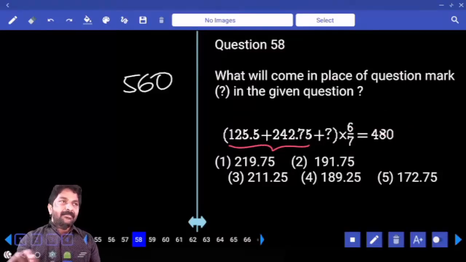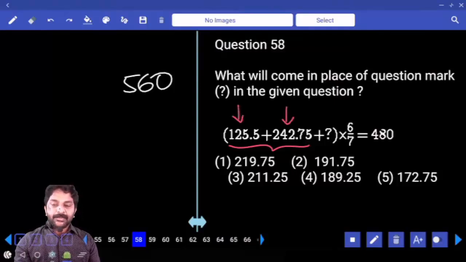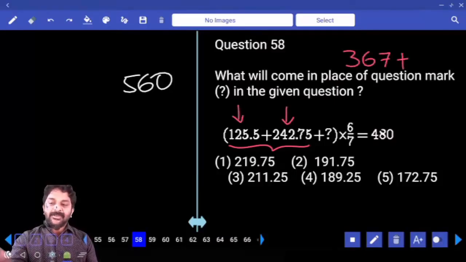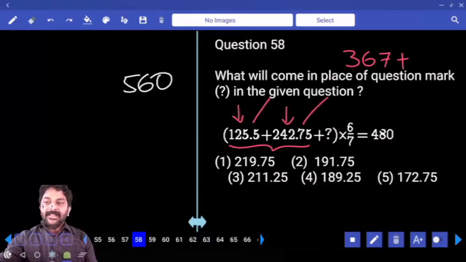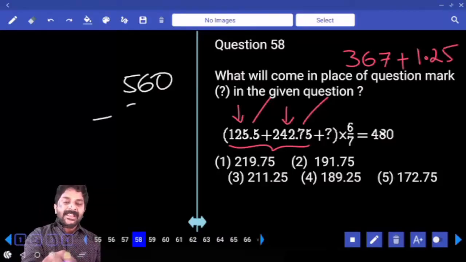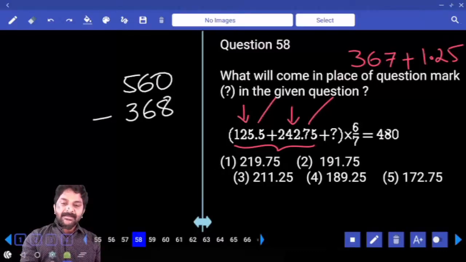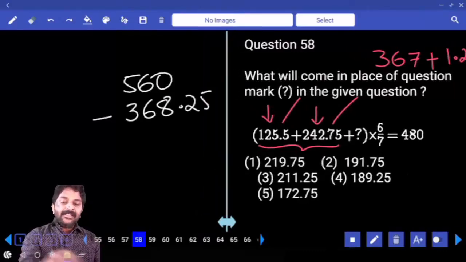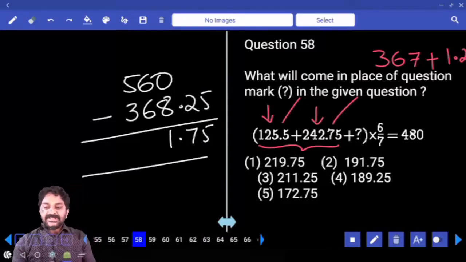Forget about number after decimal. Consider integer. 125 to 42. 367. And then to that, now consider decimal. 0.5, 0.75. That is 1.25 only. So when this value goes to right hand side, it becomes minus 368.25. That means your answer must end with 1.75 only. How many options are there? Only one.